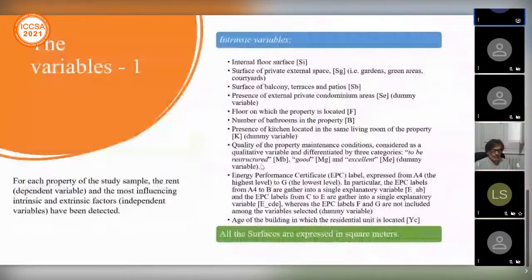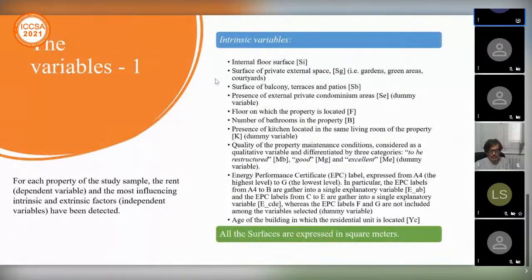So for the intrinsic variables, we chose some surfaces, like the internal floor surface, the external space, such as gardens or green areas, the surface of the balcony, and the presence of external common areas. Then we chose some variables like the floor, the number of bathrooms, and the presence of the kitchen in the same room as the living room. And also we chose some information about the maintenance condition of the house.